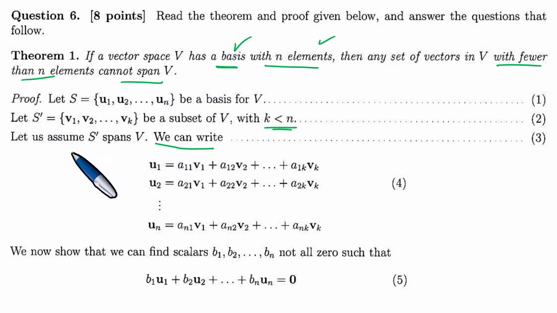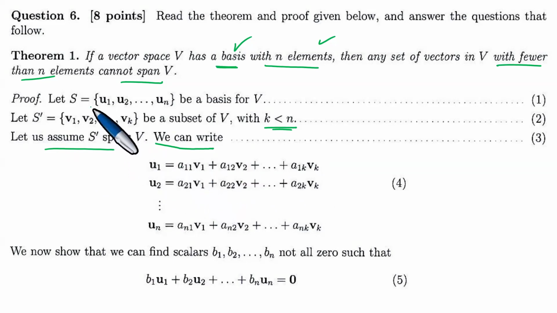Because it spans V, what does it mean to say it spans V? It means that every vector of V is generated by it. It produces all the vectors in V. Because it generates V, every vector in V can be written as a linear combination of the elements in S prime. S prime has how many elements? It has k elements. So you take the k elements and multiply them by scalars. These scalars are given particular names.